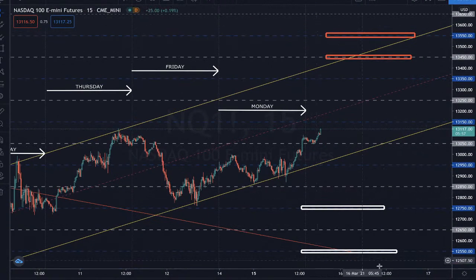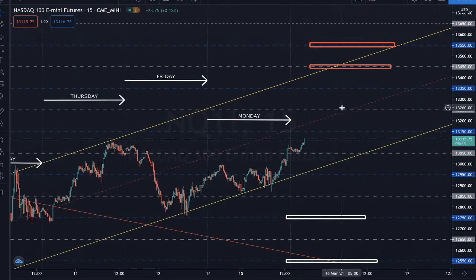Yeah, guys, so these are the two levels that I'm looking at if we get out of this channel. But for now, my main plan is to stay inside of the channel. Everything is looking good for the bulls, and we should be seeing these two levels very soon.